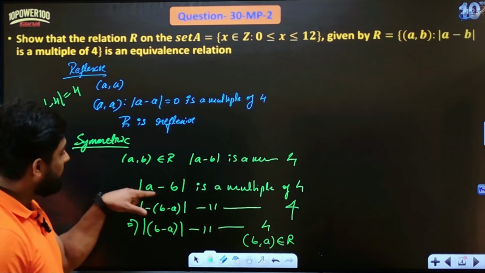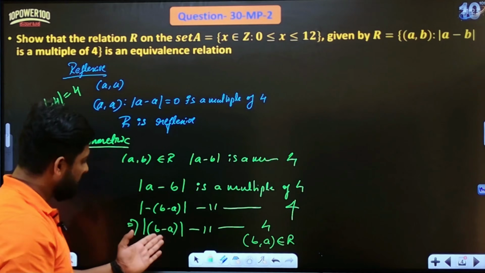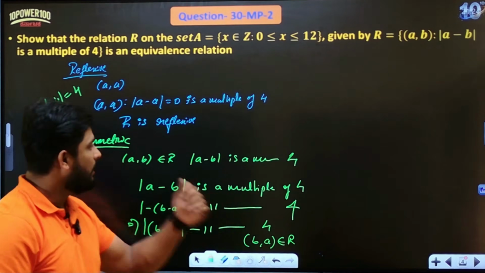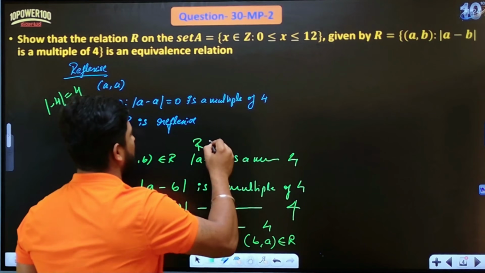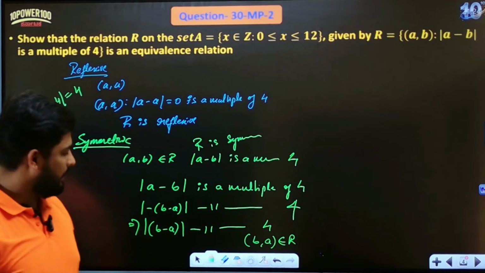I hope this is understood. So this is how we have to write, children. Take minus common. Since there is minus inside the mod, that will become plus. So mod B minus A is a multiple of 4, so that B comma A belongs to R. So we can conclude here that R is symmetric, correct? Next one is transitive.